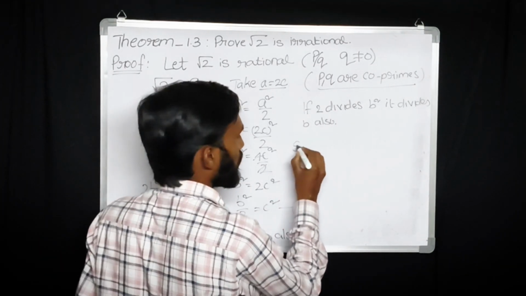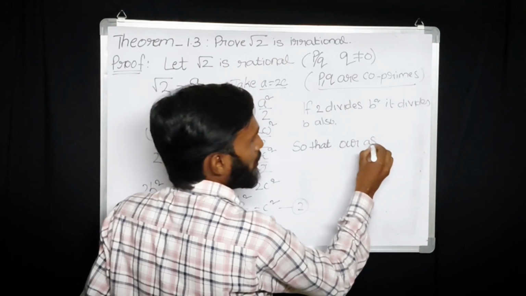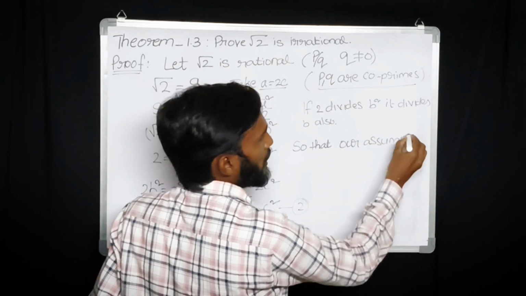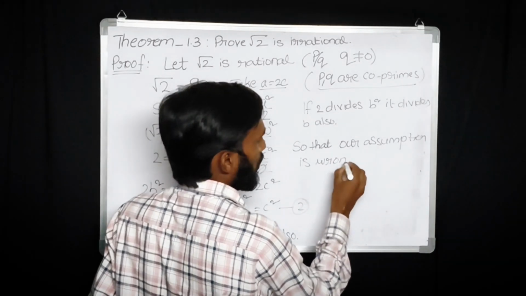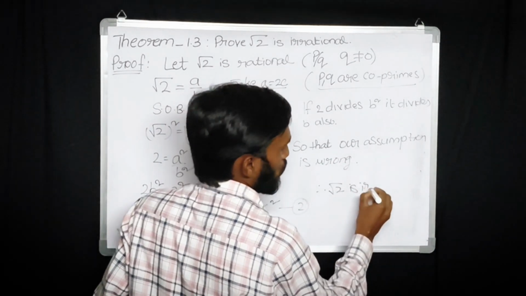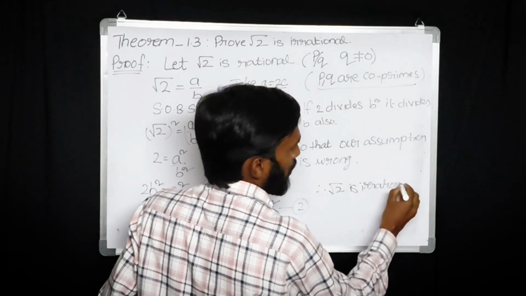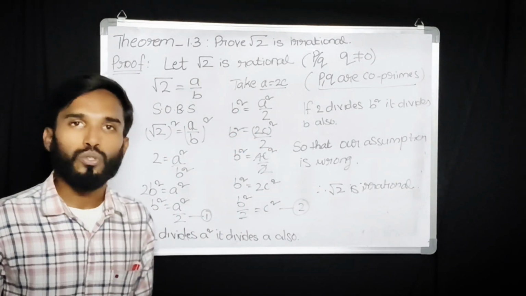So our assumption is wrong. Therefore, root 2 is irrational. This is how we have to prove root 2 is irrational.